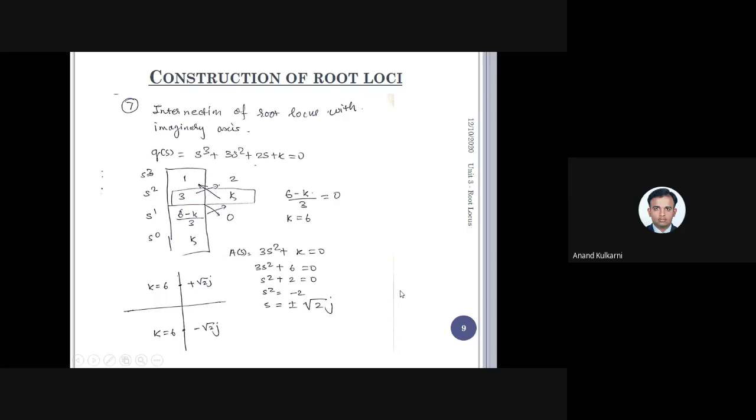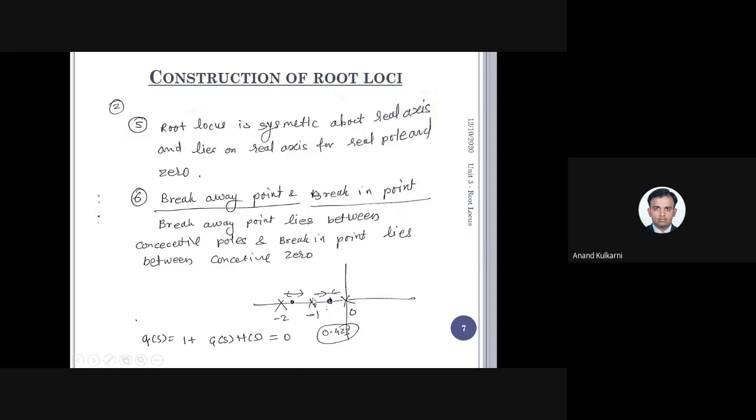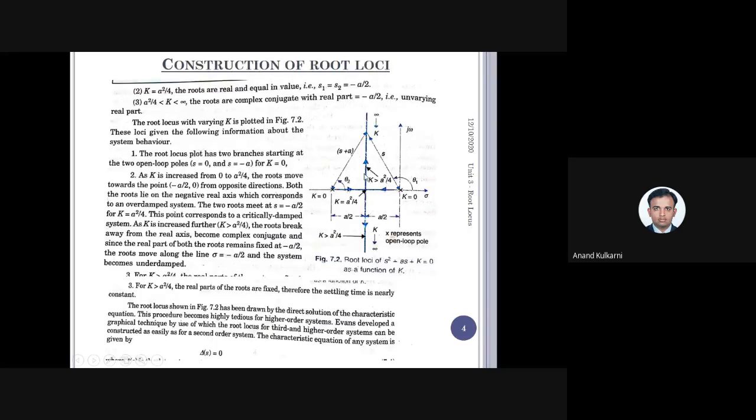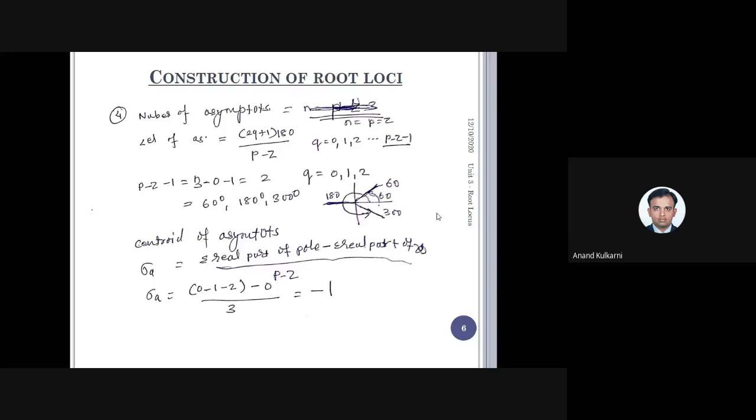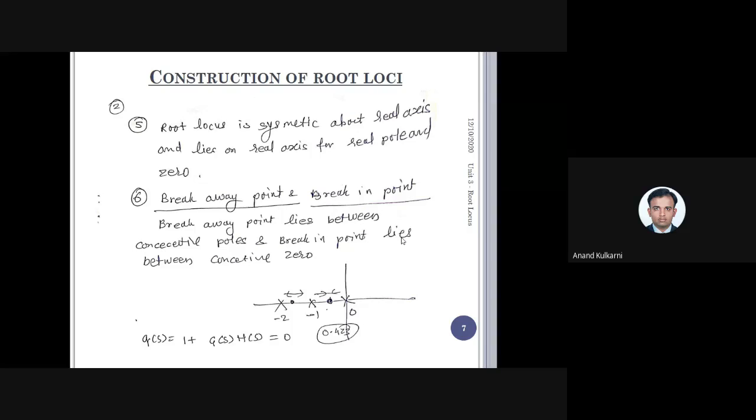Then next rule, rule number 7: intersection of the root locus with the imaginary axis. I want to find out whether the root locus will cut the imaginary axis or not. The imaginary axis is the y-axis. In this particular problem, it never cuts the imaginary axis. It will always go parallel to the imaginary axis. So there is no intersection of the root locus with the imaginary axis here. But in our case, it is there because I know the solution. That's why I can tell like that. But that you have to find.